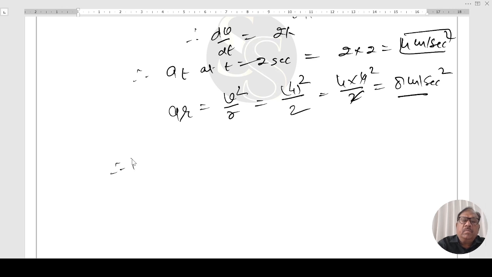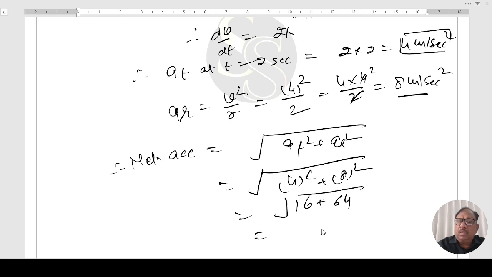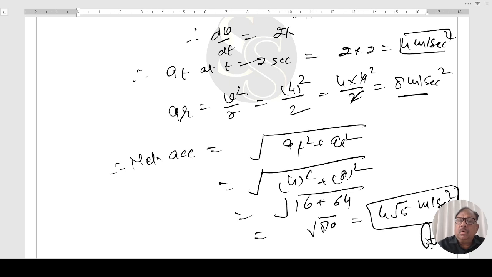So net acceleration will be equal to under root a_t square plus a_r square. That is 4 square plus 8 square. This comes out to be 16 plus 64. That is root 80, that is 4 root 5 meter per second square. This is the answer, net acceleration. Tangential acceleration, this is the answer. Radial acceleration, this is the answer. Right? Next question.